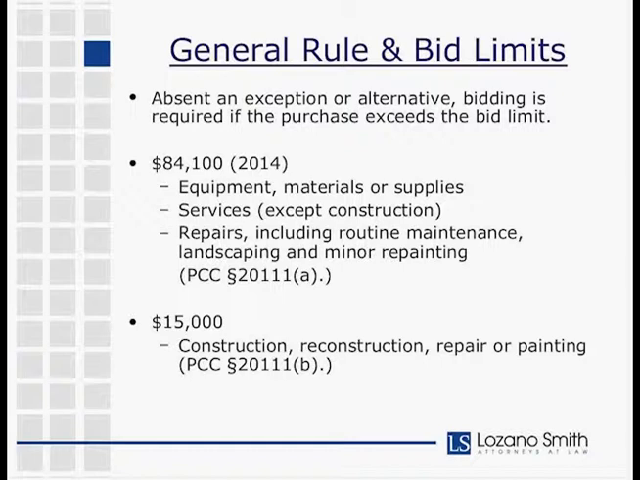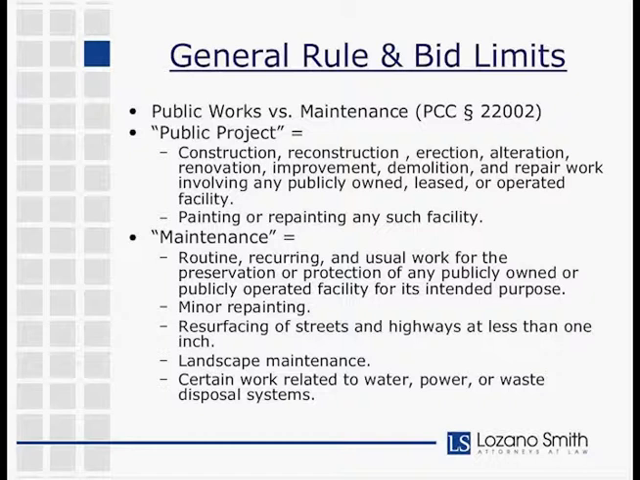The other bid limit in that section is $15,000, and that applies to public projects. Generally, when we say public projects, we are talking about construction, although the definition is slightly broader than that. And just one more note on the past slide, the $15,000 number is not increased annually like the bid limit applicable to equipment, services, and repairs and maintenance.